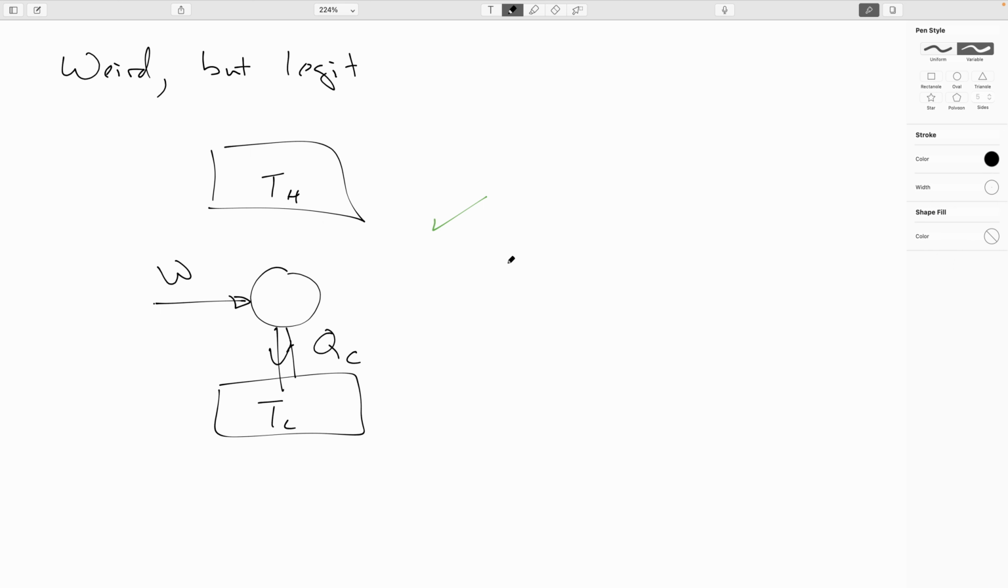It turns out this one's Joule's experiment, where he used a paddle wheel to do work on water. The water is the cold reservoir. So all the work got converted into heat that got rejected to the cold reservoir, in this case, the beaker of water.